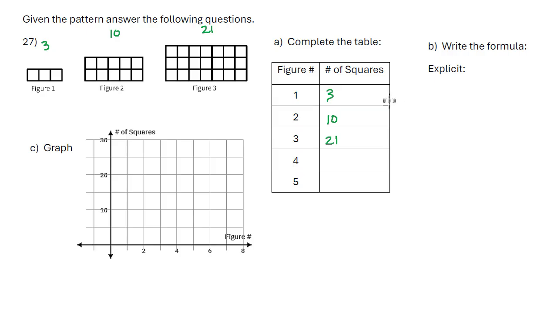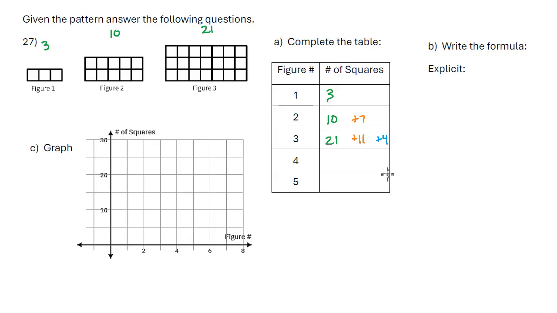Let's take a look at our first and second difference. So our first difference here is from 3 to 10, we add 7. And from 10 to 21, we add 11. Clearly, that's not a linear pattern. So it must be quadratic because, like I said, we're not going to do exponential on these. So at least I don't think they do. So we'll look at the change here. And from 7 to 11, our second difference is plus 4.